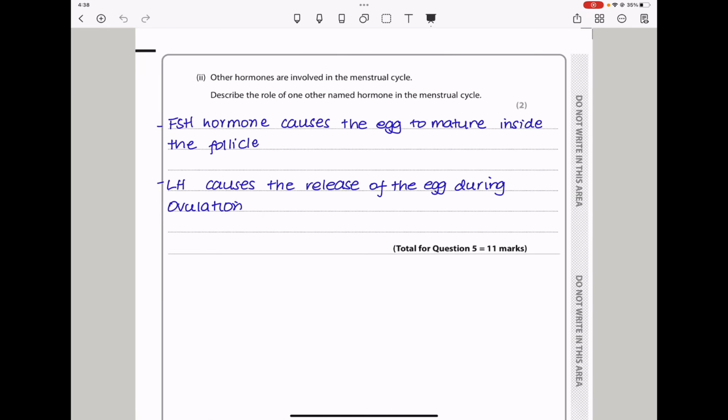Moving on. Here they say other hormones are involved in the menstrual cycle. Describe the role of one other named hormone in the menstrual cycle. Of course, there is luteinizing hormone and follicle-stimulating hormone. The role of follicle-stimulating hormone is to cause the egg to mature inside the follicle, and the role of luteinizing hormone is to cause egg release during ovulation.